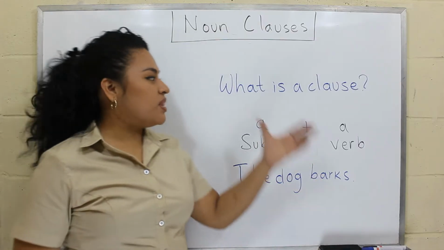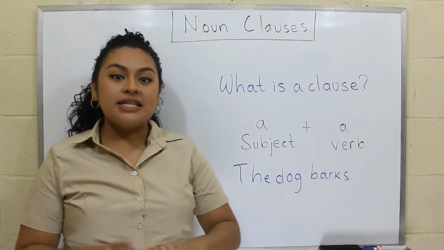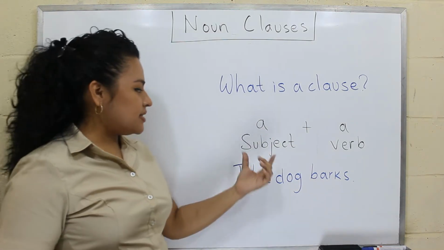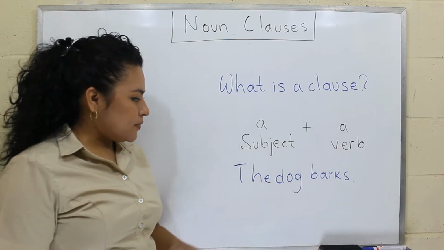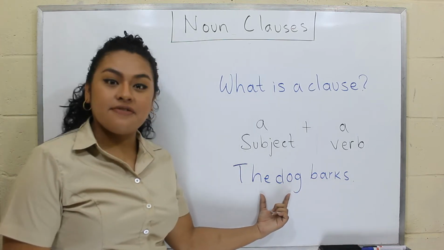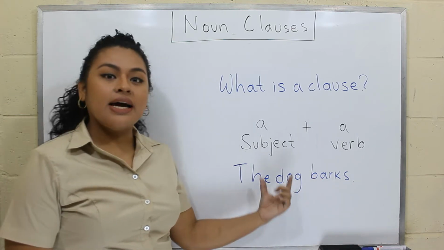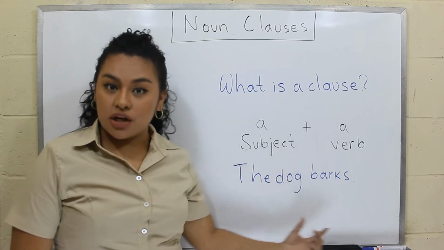Okay, let's start with this question. What is a clause? A clause is a group of words that contains a subject and a verb. Here we have an example: The dog barks. Here we have the subject, the dog, and the verb, barks. So this is a clause.